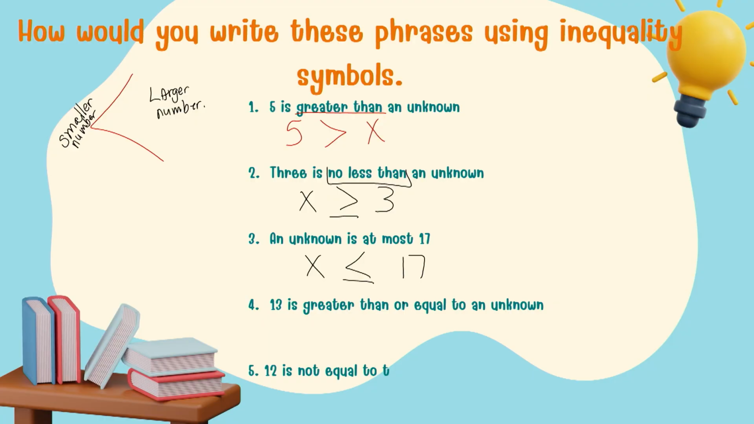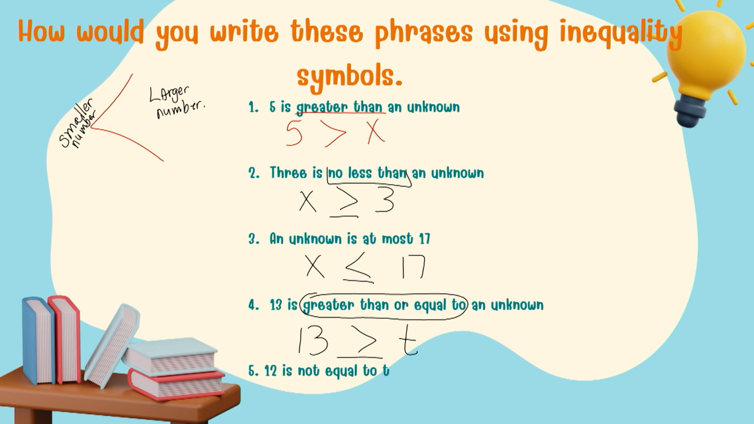Okay, so let's do number 4. 13 is greater than or equal to an unknown. I'm going to annotate that problem. So I have 13 and I have an unknown. Greater than or equal to, so there we go.